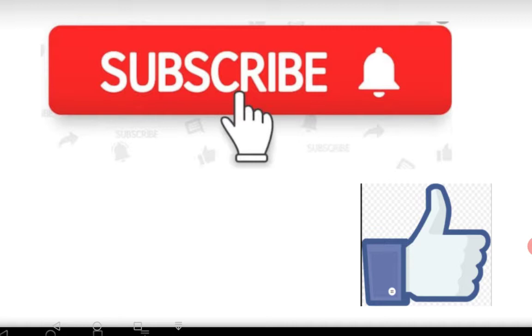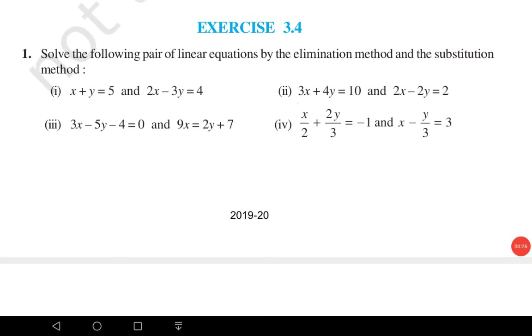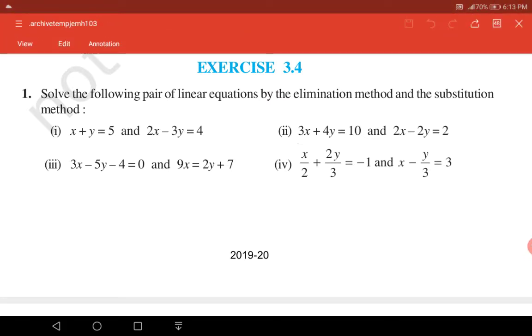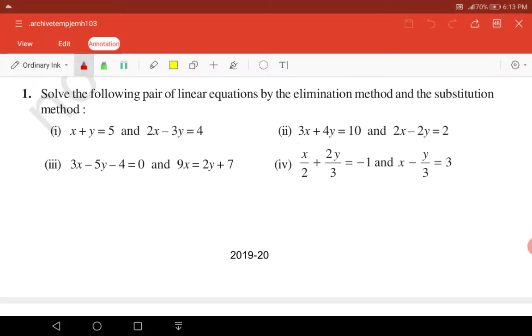Okay, so let us start our exercise 3.4. Question number 1. So we have already done a few parts of it. You can go to the I button and check that video. In my previous video I uploaded question number 1 first part, and the second and third parts are of the same kind. So let us do our fourth part of it.